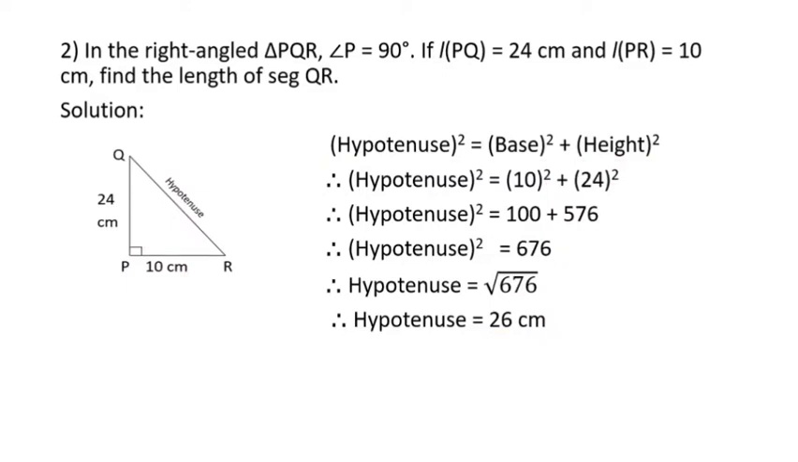This was the rule given by Pythagoras, who is a Greek mathematician. Hypotenuse square is equal to base square plus height square. You can also say it as hypotenuse square is equal to side 1 square plus side 2 square.